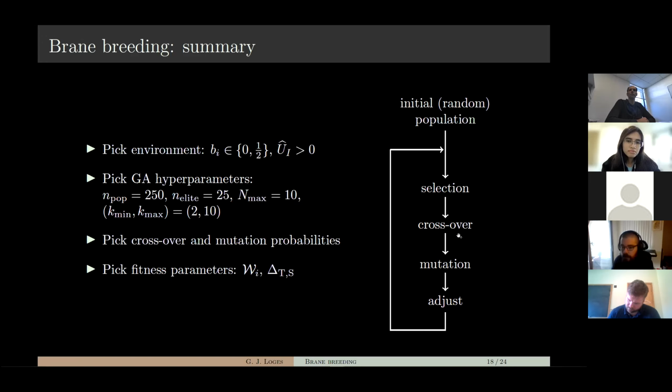So mutations or crossover could lead you to winding numbers which are not co-prime. And then we have some random adjustment where you could, for example, take one of your winding numbers. So you start with 2, 4. You pick one of them and either increment or decrement until it's co-prime. So there is some randomness built into this adjustment phase as well.